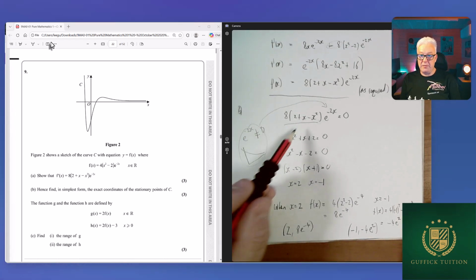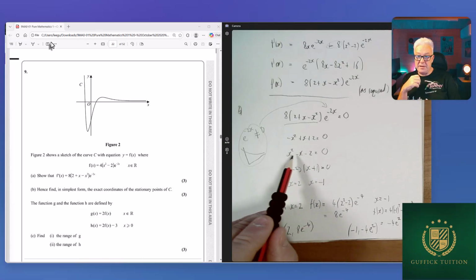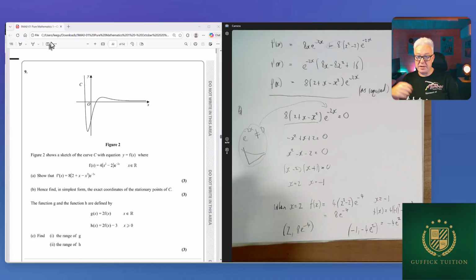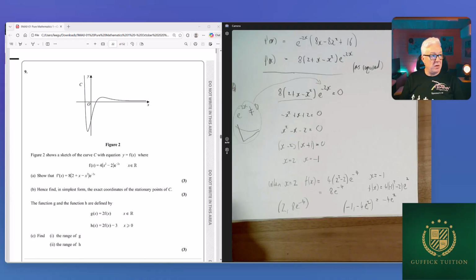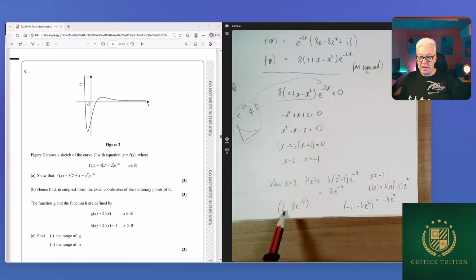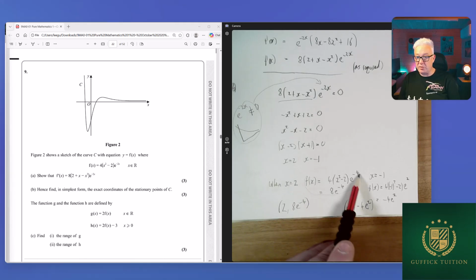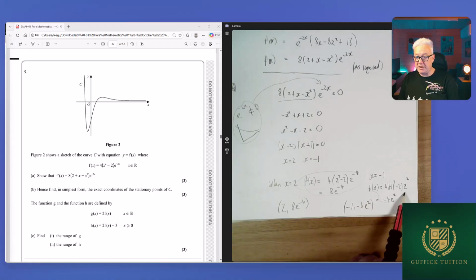So we've got here minus x squared add x plus 2. I've timesed everything by minus 1 to make it easier to work with and factorise. So that gives us this. Our two solutions are x is equal to 2 and x is equal to minus 1. We then take those two x values and use them to find the corresponding y values. When x is 2, we find that y is equal to 8e to the minus 4. That's just come from subbing into the original non-differentiated equation. And when x is minus 1, we find that y is minus 4e squared, again from subbing into the original non-differentiated equation.